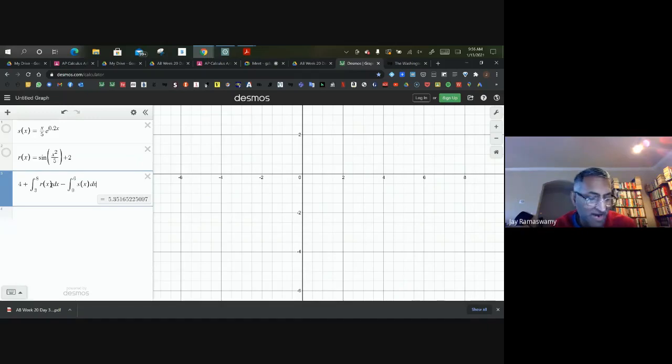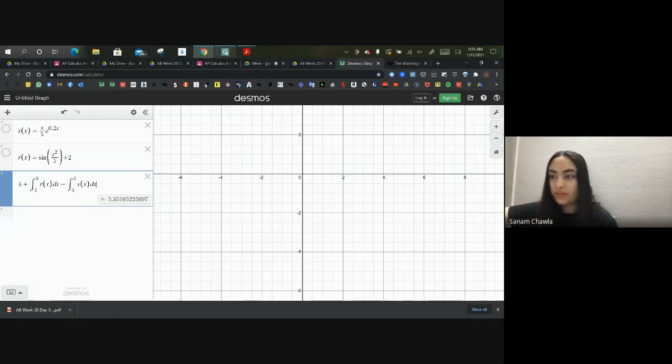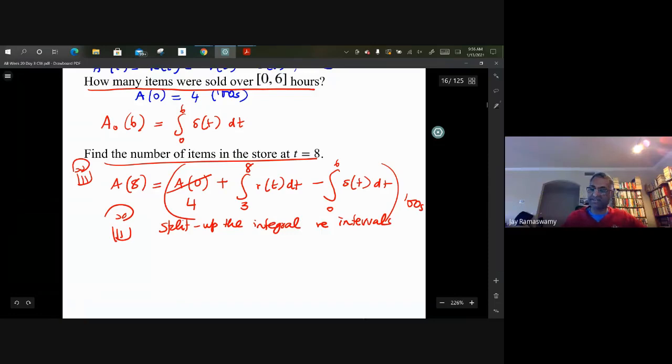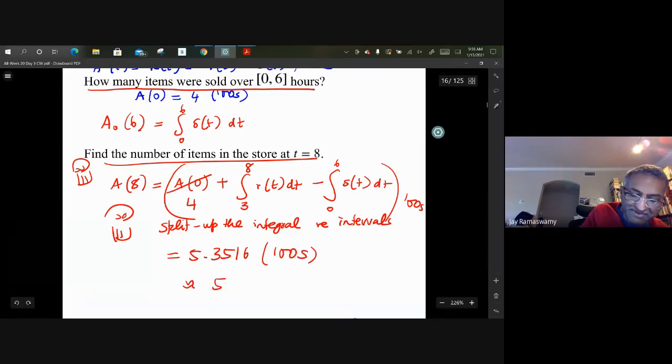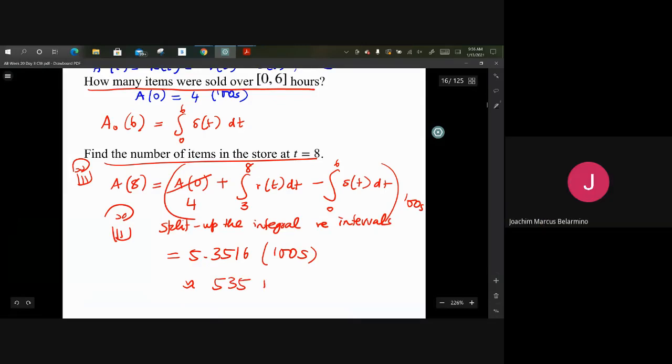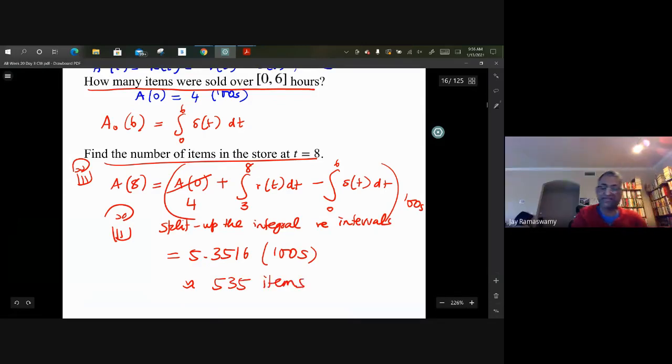Write down 5.3516. Repeat, 4 decimals. 5.3516, in hundreds. She was alert. She said in hundreds. So write down 5.3516 in hundreds. So I'm going to write something on the board. Look at the board and say, yeah, I get it. Is that basically roughly 535 people? Sorry, 535 items.